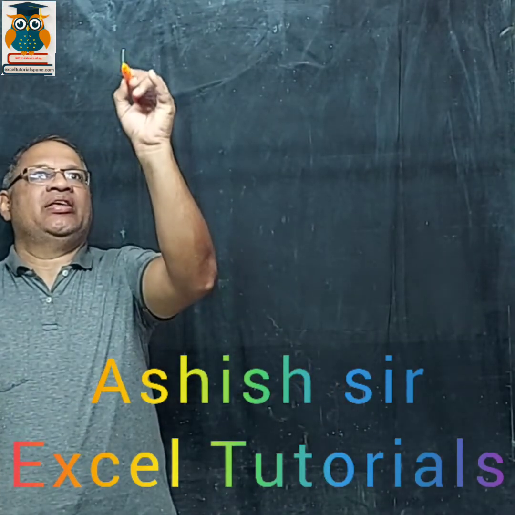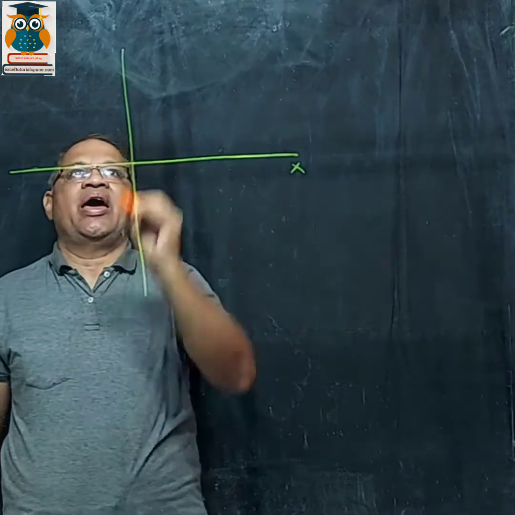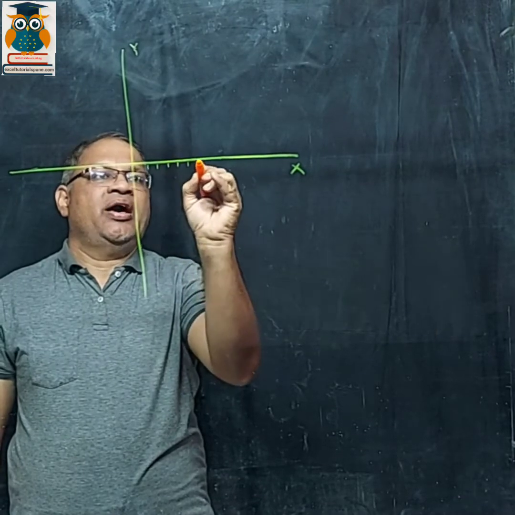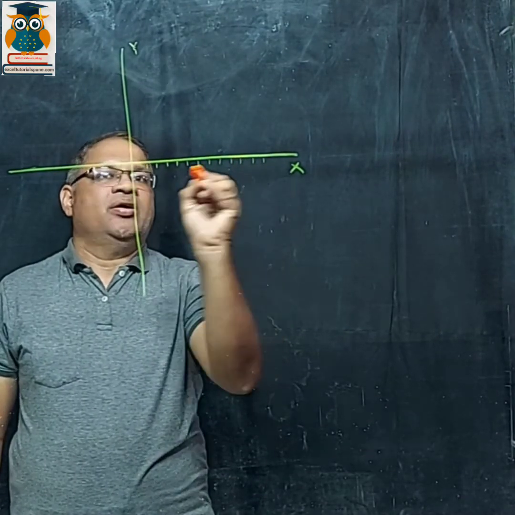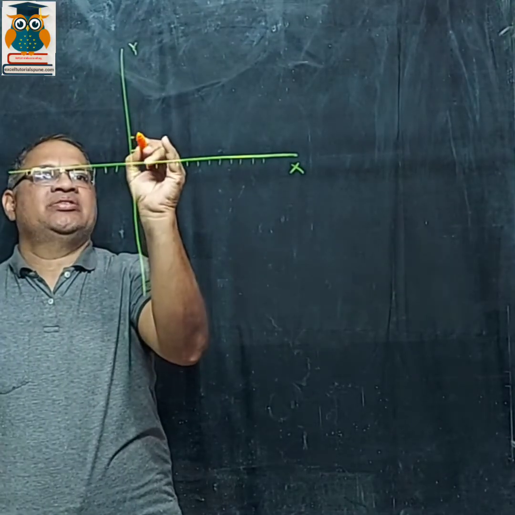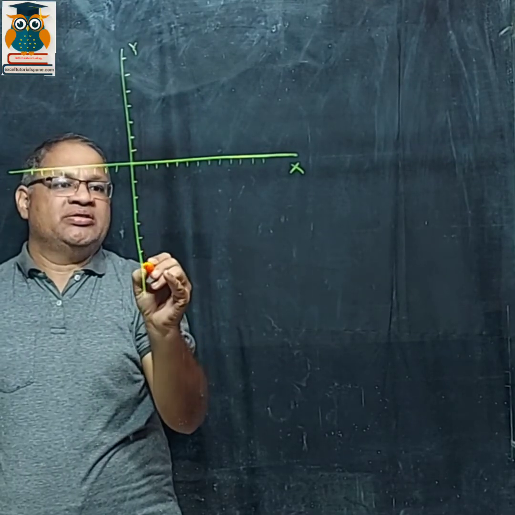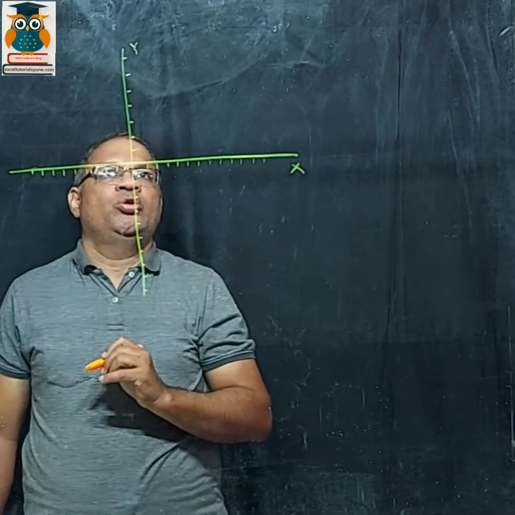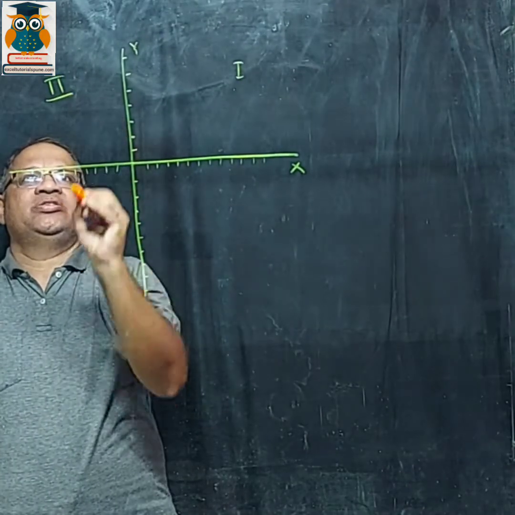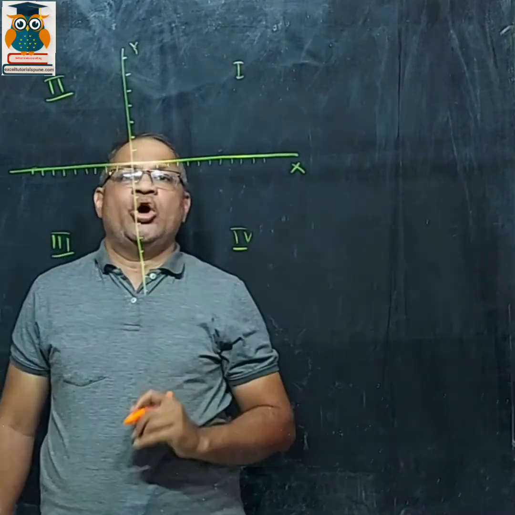It means that there is one x-axis and one y-axis. There is a number line on the x-axis as well as the y-axis. Now this coordinate system is divided into 4 parts. This is the first quadrant, this is the second quadrant, this is the third quadrant, this is the fourth quadrant.